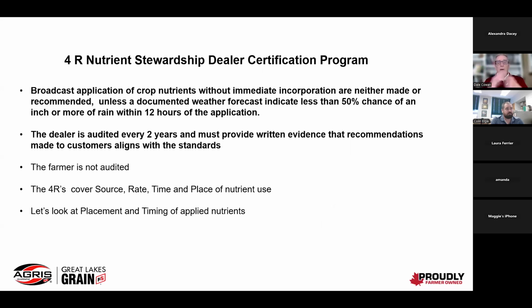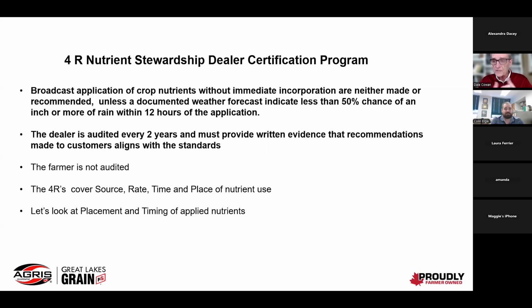So one final point, just an example: a broadcast application of crop nutrients without immediate incorporation is neither made nor recommended unless there is a documented weather forecast indicating less than a 50% chance of an inch or more of rain in the next 12 hours. In other words, don't be putting on your fertilizer and waiting for the rain to wash it in. That really doesn't happen.